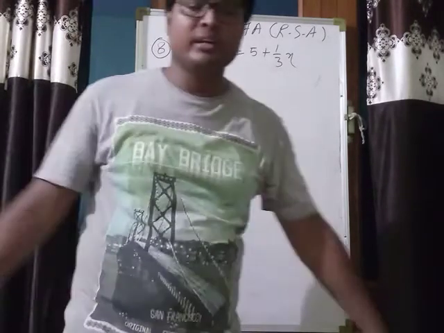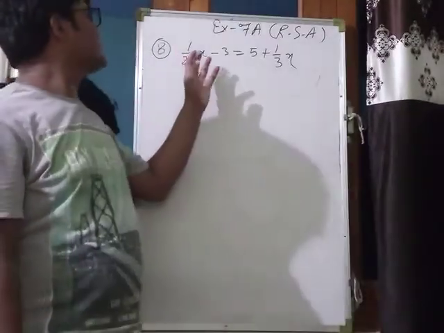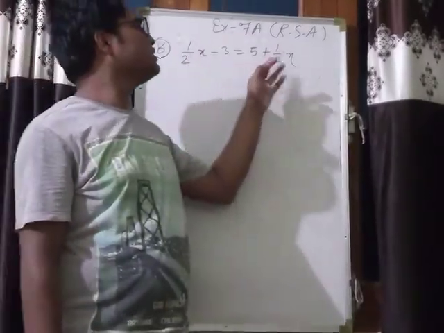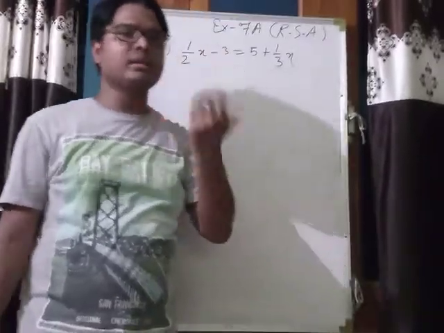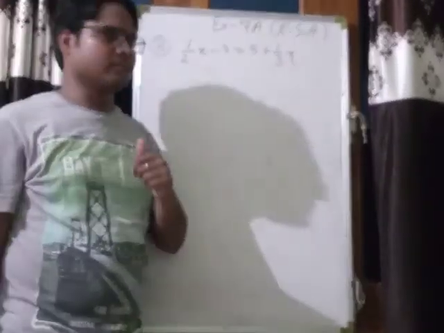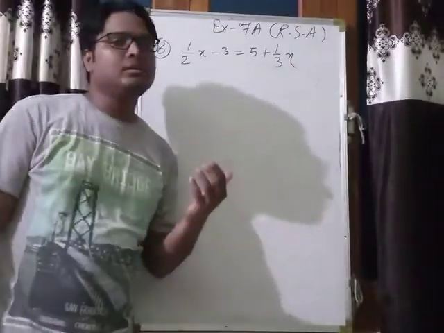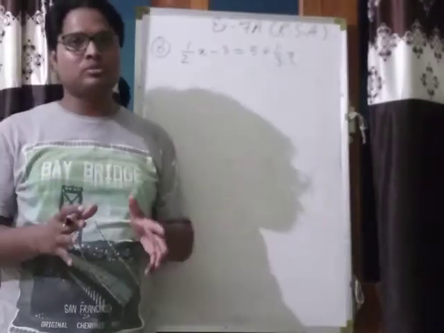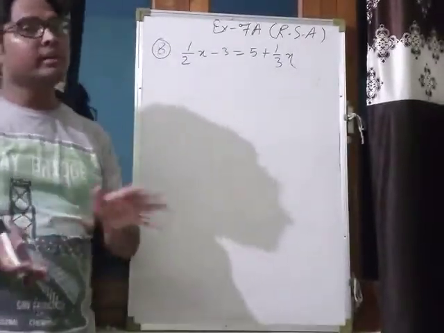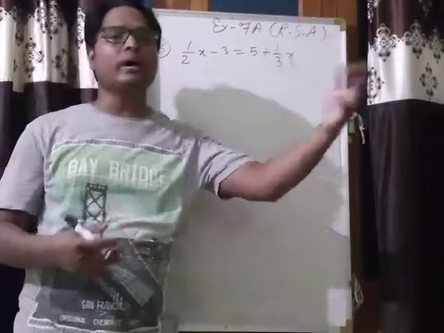Now read question number 8, students. That is, solve 1 by 2x minus 3 is equal to 5 plus 1 by 3x. After that, check the answer. See, first transfer the terms having variable to one side and constants to the other side.